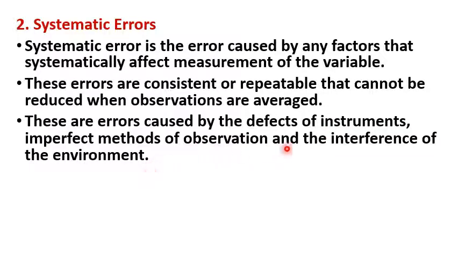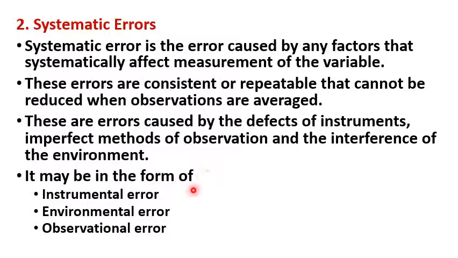The causes of these errors are defects of instrument. A defective instrument is used for measurement. Then imperfect methods of observation. The methods of observation selected for measurement may be wrong one. Then interference of the environment or the influence of the external factors or environmental factors. Then it may be in the form of instrumental error, environmental error, and observational error.